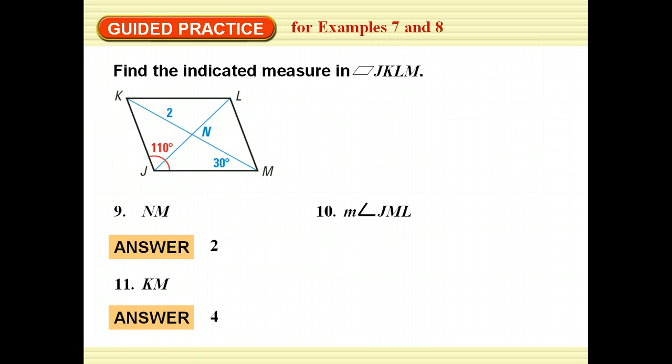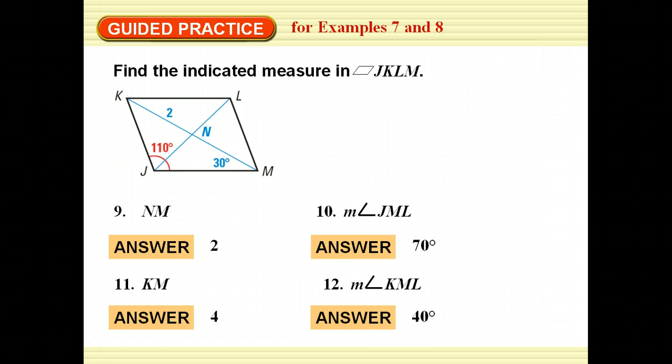It wants me to find angle JML. Well, what you have to notice here is that JML is the entire big angle that is consecutive with 110, so that makes it 70. And now it wants me to find KML, and angle KML is the missing part of the 70 degrees when part of it is 30, so that makes that one 40.